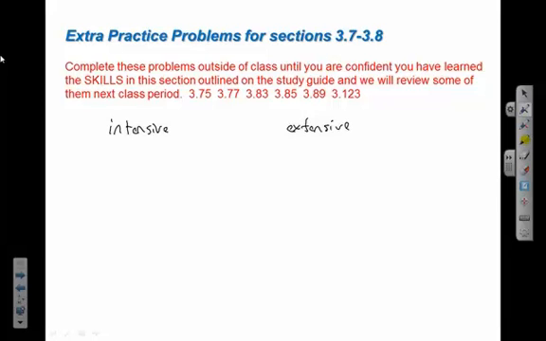So the terms intensive and extensive refer to types of properties. And the properties of a substance are something that's observable or measurable. When you're categorizing types of properties, they're usually categorized based on how you make the measurement. So physical properties are properties where you can make a measurement or observe this property without changing the chemical structure of the substance.